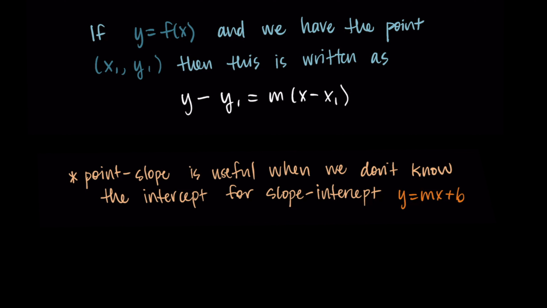The names are nice and helpful for what the formula needs. Point-slope form requires a point and a slope, and slope-intercept uses the slope and the intercept. We use point-slope form when we don't have that intercept, and instead we're going to use a point. So let's go through an example and I'll show you how this works.